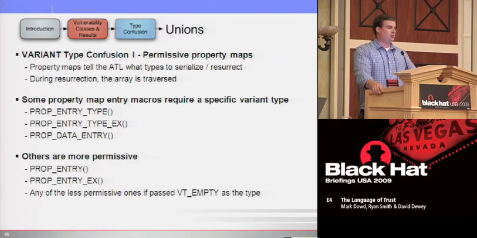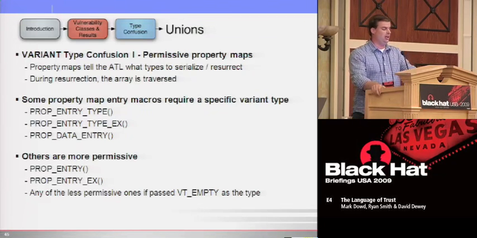Some of the property map macros require a specific variant type and can easily help you lock down the data types that would be stored at that entry within the binary stream, like PROP_ENTRY_TYPE_EX, or PROP_DATA_ENTRY. Other macros that you use to define the property map are more permissive, like PROP_ENTRY or PROP_ENTRY_EX. One additional point is that the more restrictive macros that are listed in the second bullet point can become permissive if the data type that's passed to them is VT_EMPTY.